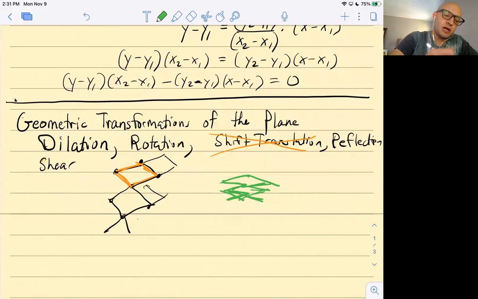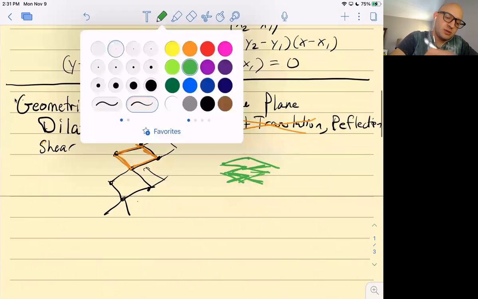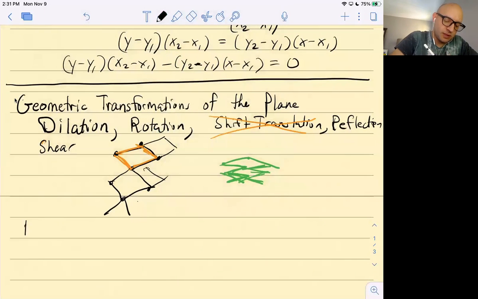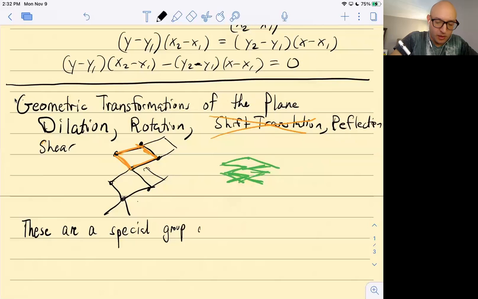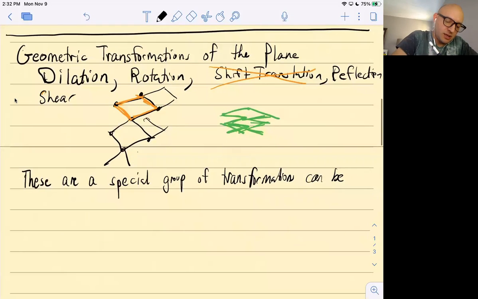Okay, but that's just a little bit of an aside. So these are the transformations that you can do with a 2x2 matrix. These are a special class, or a special group, of transformations that can be represented very easily as a 2x2 matrix.